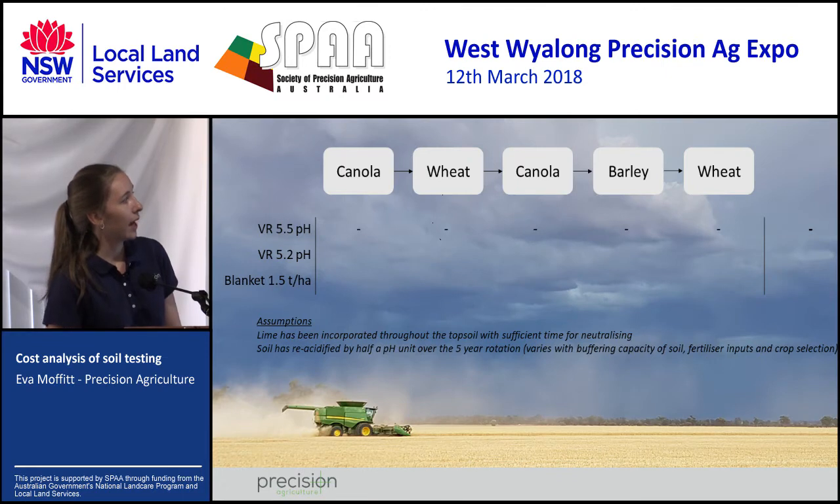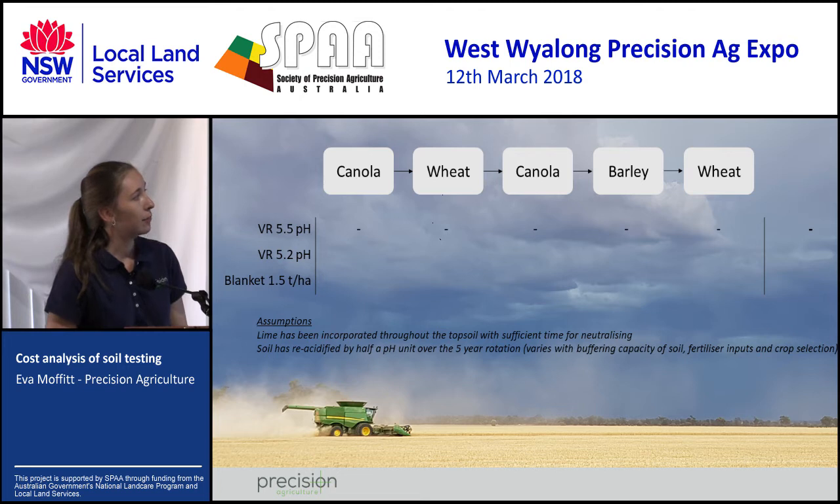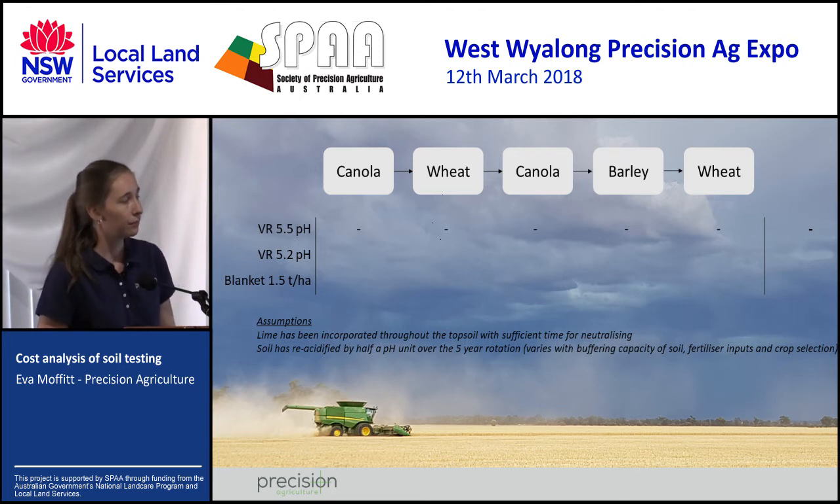So if we just have a look at a very theoretical rotation and we make a couple of assumptions, we'll try and put a dollars value on this. The first assumption is that our lime has been incorporated throughout the topsoil and it's had sufficient time to neutralise. The second assumption, for the purpose of this example, is that the soil is reacidified by half a pH unit over that 5-year rotation. Obviously that's going to vary with the buffering capacity of your soil, which is dependent on your situation, your fertiliser inputs and your crop selection, etc.